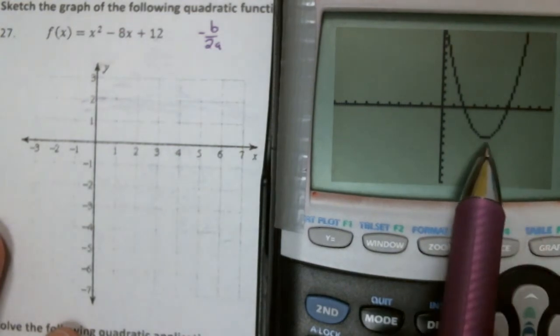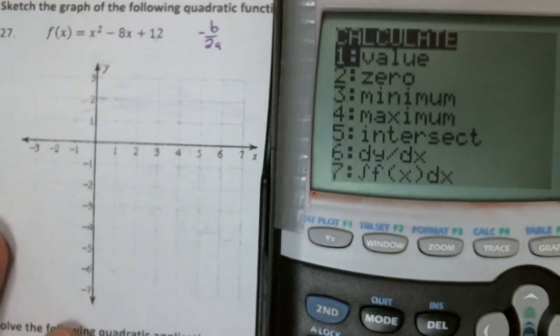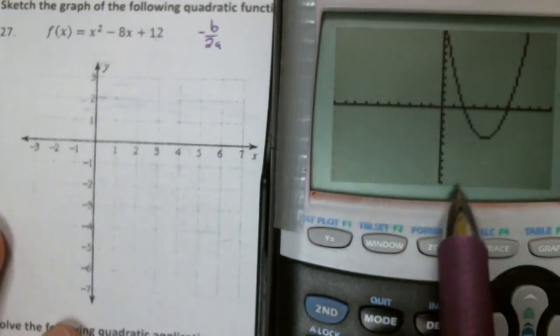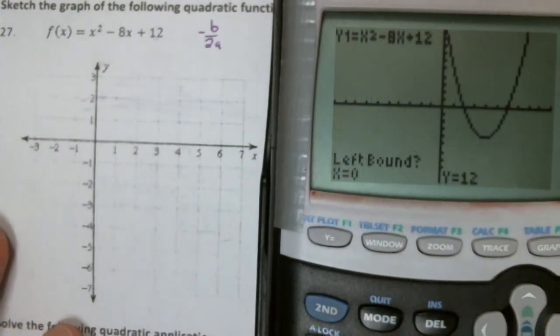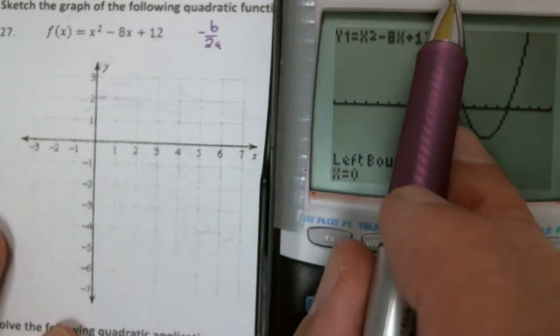Okay, I need the vertex. I need that spot. I need Mr. Spidey. Second calc, always second calc for Mr. Spidey. I don't want the x-intercepts. That's a minimum. Okay, so I'm going to go second calc and select the minimum. All right, where is Mr. Spidey? He's sitting at 0, 12, so he's way up here off the screen.